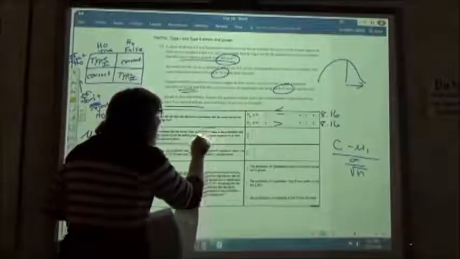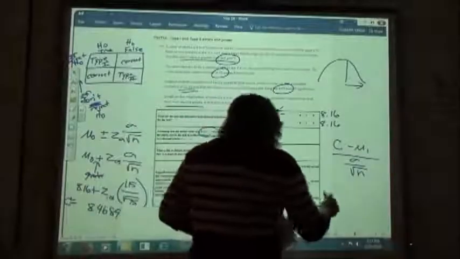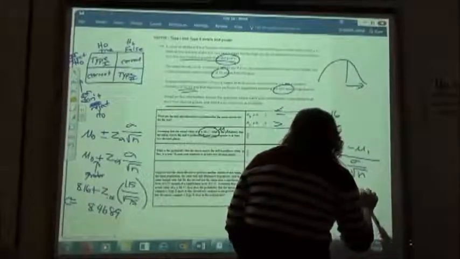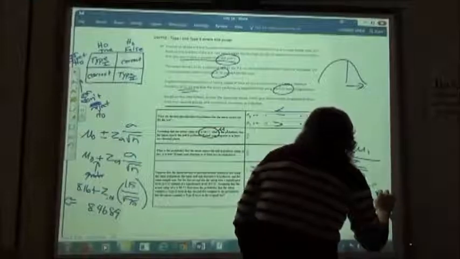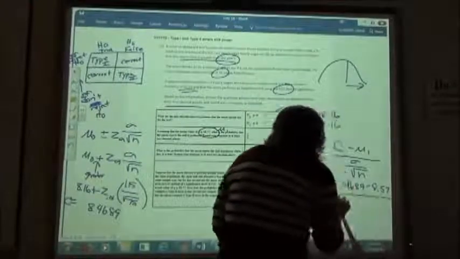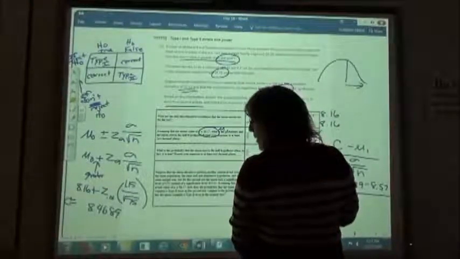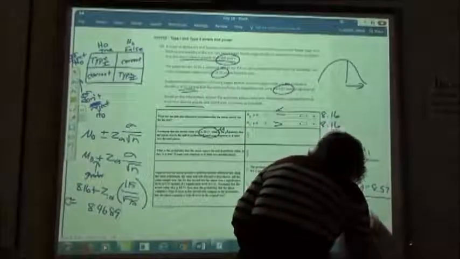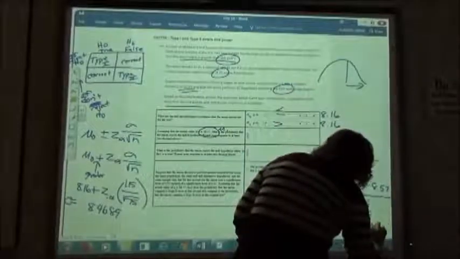And this value here is going to be that U sub 1 value. So you have to go to your word, or to the question. Okay? So we're going to do 8.4689 minus 8.57 over standard deviation was 1.15 over the square root of n, and n was 75.